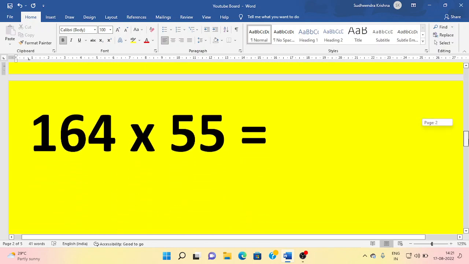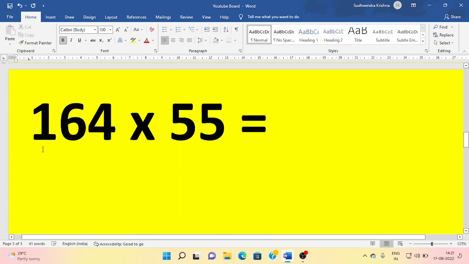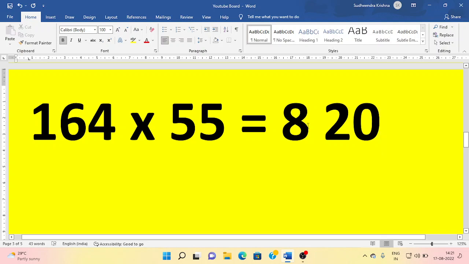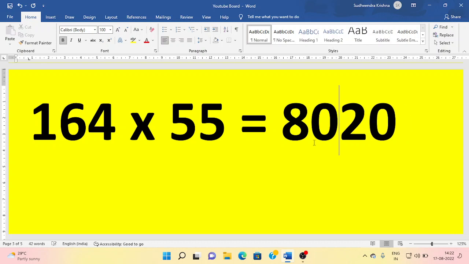Now let us take a 3-digit number. Now we have 164 into 55. Find half of 164. Half of 164 is 82. Put 8 space 2 and a 0. Now you add the digits 8 and 2. 8 plus 2 is 10. But 10 is a 2-digit number. You cannot take a 2-digit number. So out of 10, I'll take 0 and I'll carry over 1 to the left number.